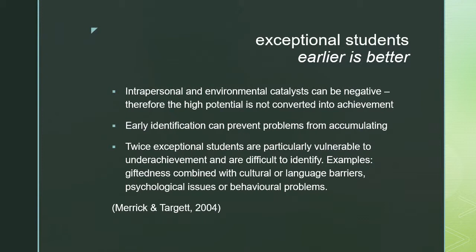Twice exceptional students are particularly vulnerable to underachievement and also harder to identify. An example of a twice exceptional student is somebody with a behavioural problem who also happens to be gifted in a certain area. So because of their behavioural problem, it makes it a lot harder to see that expression of their natural talent.